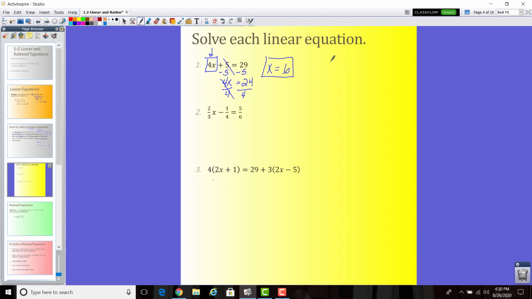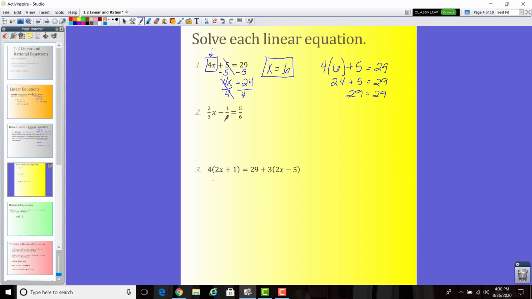We can always check our answer by plugging in the value for our variable into our equation and making sure that the left side and the right side are in fact equivalent. 24 plus 5 does in fact equal 29. And since 29 equals 29, we have proven that x does equal 6 in this equation.